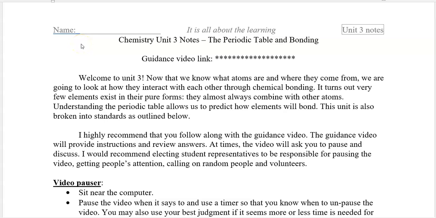Can you believe it? We are on our third unit. This is so exciting. This is the disembodied voice of Mr. Larkin, and I'll be guiding you through Unit 3.